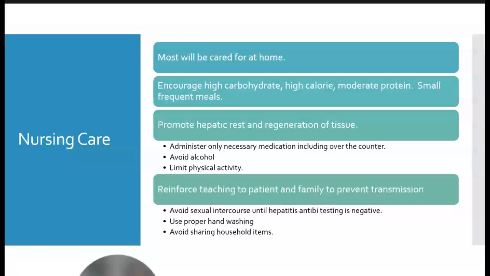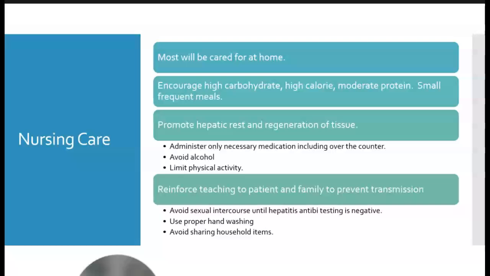So we want to make sure we teach them about how transmission can occur, so we don't want to give it to anybody else in their family. So avoid any type of sexual intercourse until the hepatitis antibody testing is negative. So they will have to go periodically to get antibody testing, because once they get it, remember what we talked about, when we get an antigen that comes in our body, we produce an antibody against it. So they have to go have antibody testing and make sure that it turns negative.